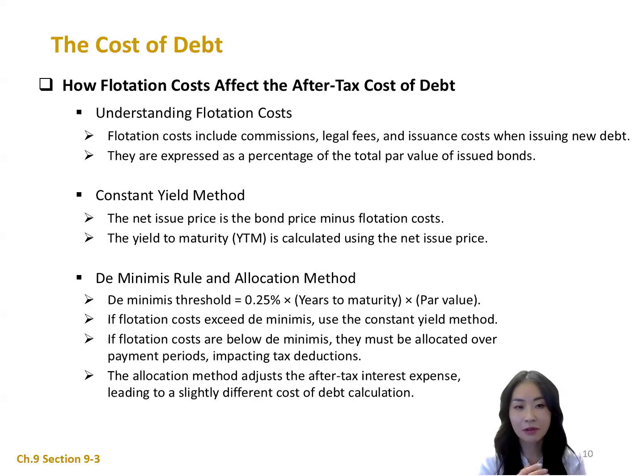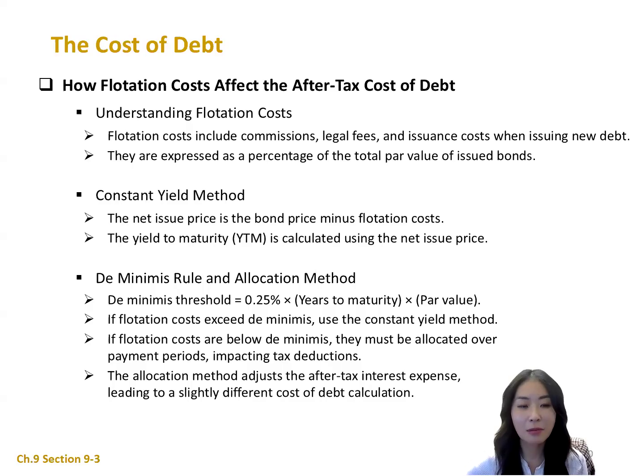The formula for flotation cost per bond is simple. The dollar value of flotation cost is F, the flotation cost as a percent, multiplied by the par value of a bond. For example, F is only 2.8% and par value is $1,000. The dollar value of flotation cost is 2.8% multiplied by $1,000, so $28. This means instead of receiving $1,000 per bond, the firm gets only $972, because $1,000 minus $28.